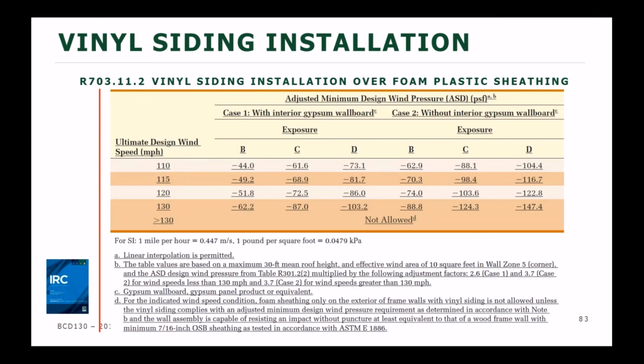And notice in the footnotes that footnote D has for the indicated wind speed condition, foam sheathing only on the exterior frame of walls with vinyl siding is not allowed unless the vinyl siding complies with an adjusted minimum design wind pressure requirement, which is in the table. And the wall assembly is capable of resisting an impact without puncture of at least the equivalent of that of a wood frame wall with minimum 7/16" OSB sheathing. So literally trying to make sure that whatever you do with this wall, it's going to be equivalent to what we're accustomed to.